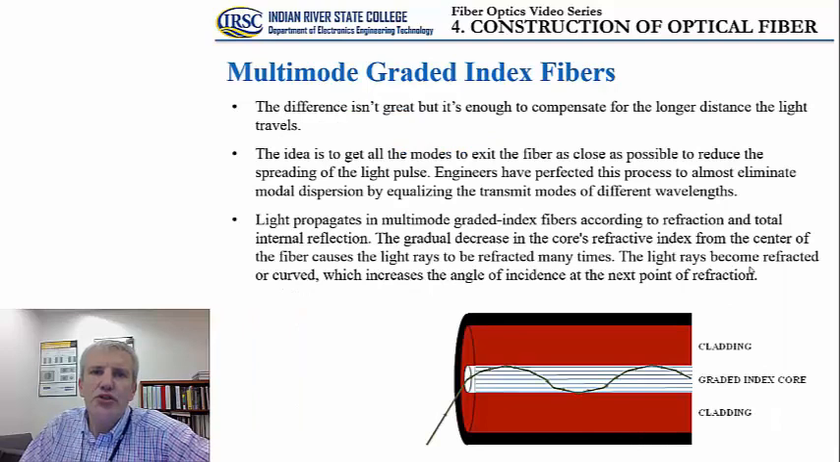So why is it important to have different speeds of light at the different positions along the cross-section of the optical fiber? Well, this difference is not that great, but it's enough to compensate for the longer distances that certain modes propagate throughout the core of the optical fiber. So the idea is to get all the modes to exit the fiber as close together as possible to reduce the spreading of the light pulse, or so-called modal dispersion.